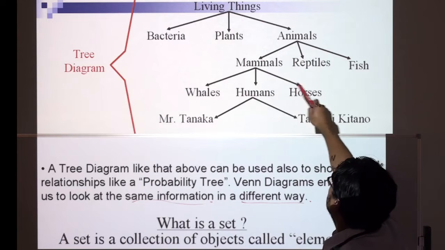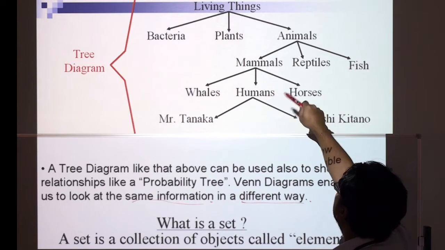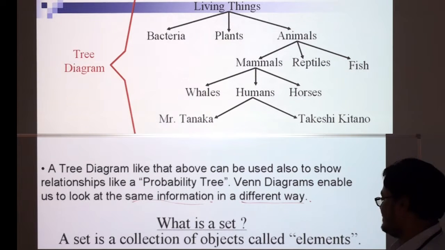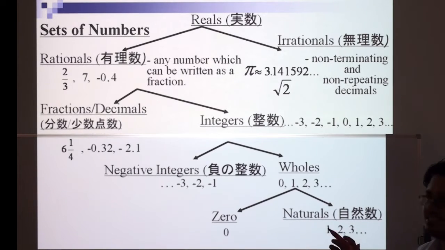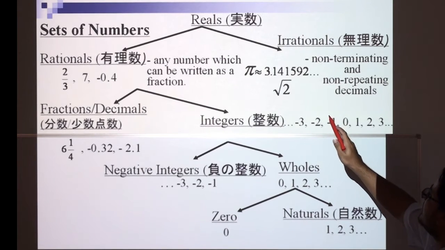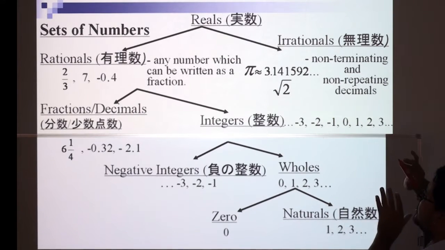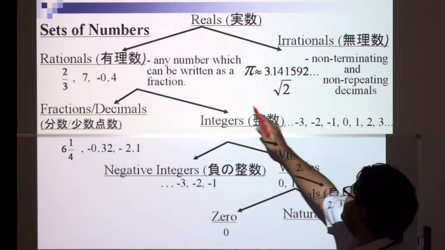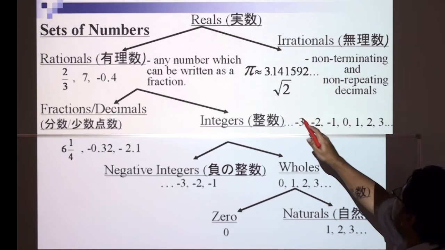Mammals include whales, humans, horses, and here are some examples of some famous humans in Japan. Let's move on. Okay, so here we have a very good example. This is a tree diagram, and we're going to show this using a Venn diagram shortly. So these are the sets of numbers. Okay, this might be important to some of you.